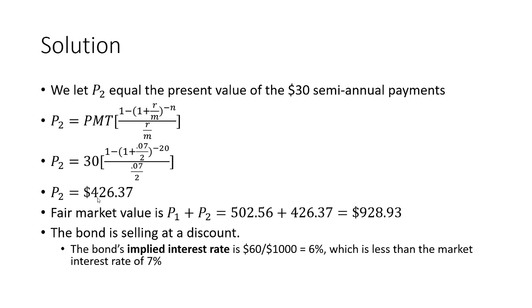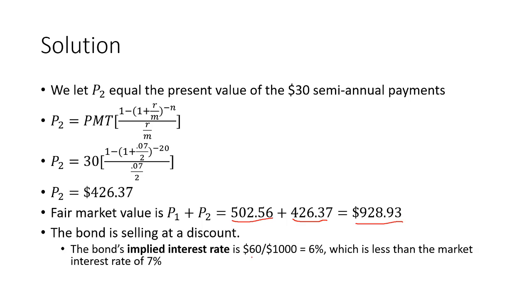So when we plug this into our calculator, we get $426.37. When we add those two values together, we get a fair market value of $928.93. So the first part of this is the fair market value of the bond's face amount, and the second is the fair market value of the payments over the time period. So this bond's fair market value is less than the face amount, and from that we can find the implied interest rate.